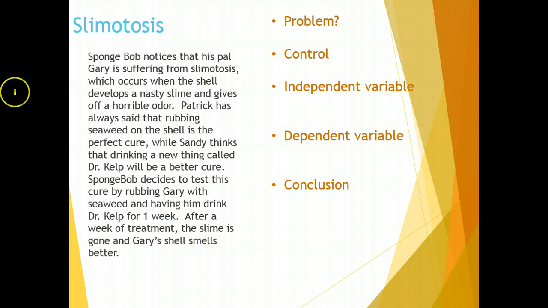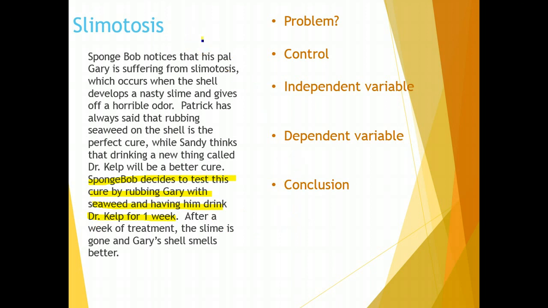This example is called slimatosis. SpongeBob notices that his pal Gary is suffering from slimatosis, which occurs when the shell develops a nasty slime and gives off a horrible odor. Patrick has always said that rubbing seaweed on the shell is the perfect cure, while Sandy thinks that drinking a new thing called Dr. Kelp will be a better cure. SpongeBob decides to test this cure by rubbing Gary with seaweed and having him drink Dr. Kelp for 1 week. So what does SpongeBob do? After a week of treatment, the slime is gone and Gary's shell smells better.